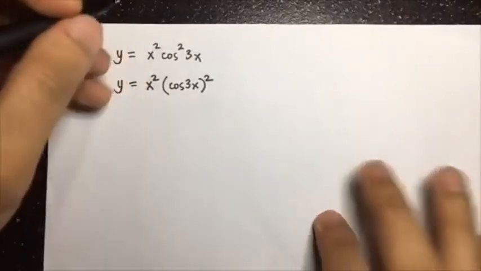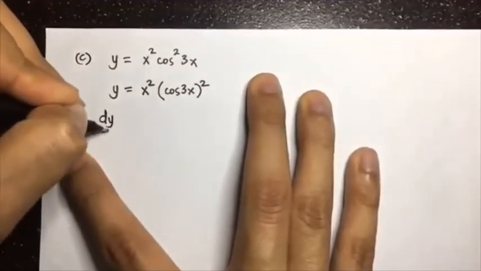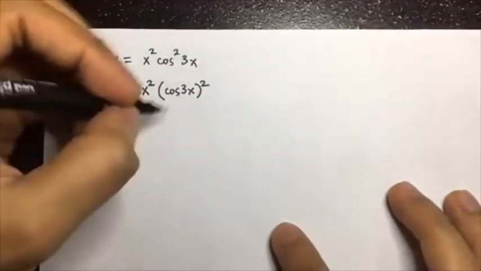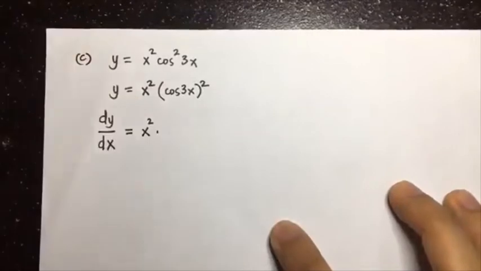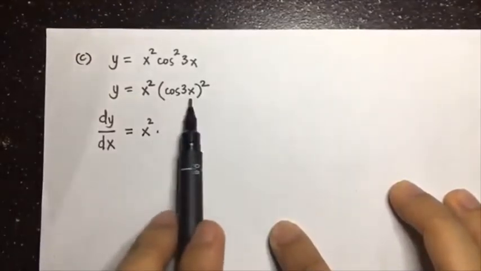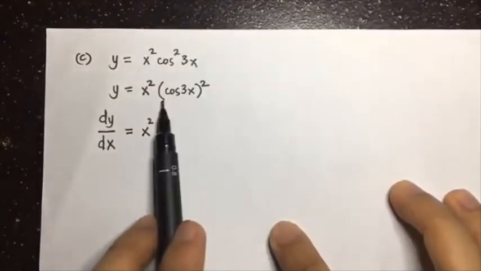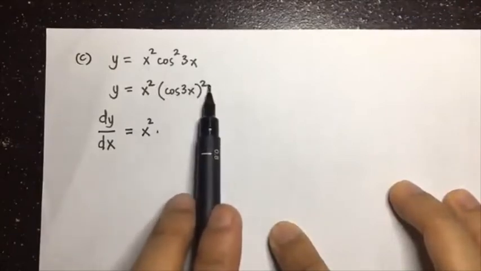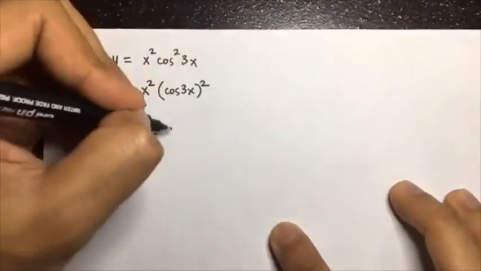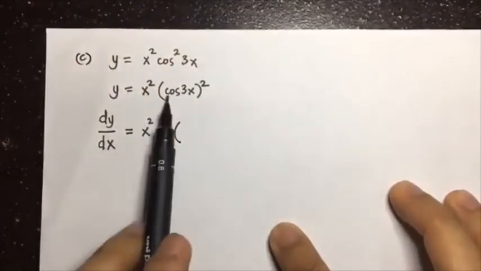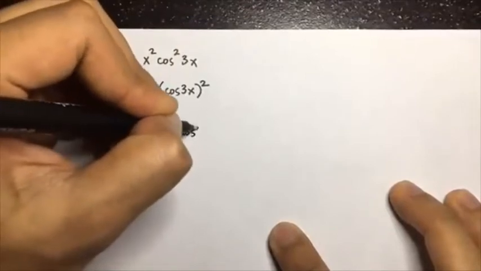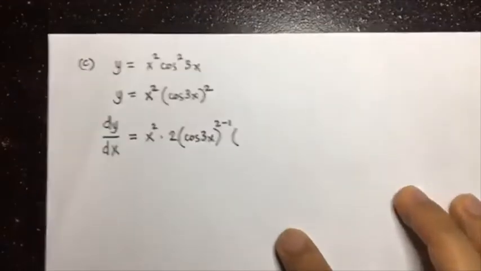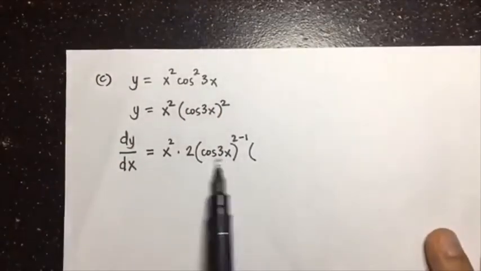So therefore, our dy over dx is equal to, copy the first factor, x squared, then multiply it by the derivative of the second factor. This looks similar to our previous example, so we can use here the general power formula. So taking down 2 to be a coefficient, multiplied by copy cosine of 3x raised to 2 minus 1, multiplied by the derivative of cosine 3x.